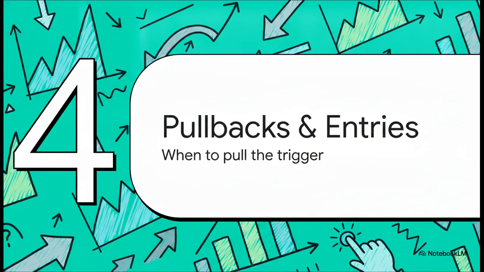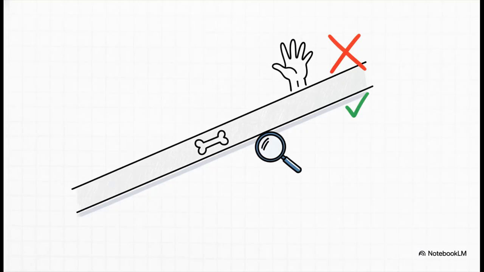Section 4. Pullbacks and entry rules. Now, the crucial point is knowing when to pull the trigger. And I want to introduce you to a fantastic concept called the bone zone. This is that critical pocket of space sitting right there between the 9 EMA and the 20 EMA.